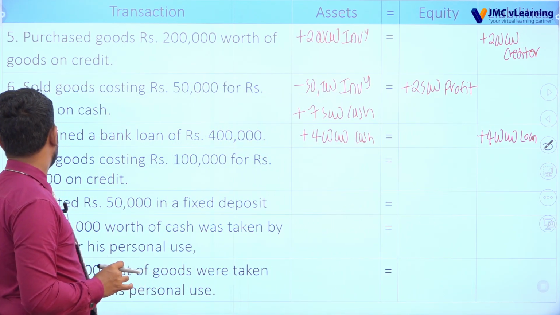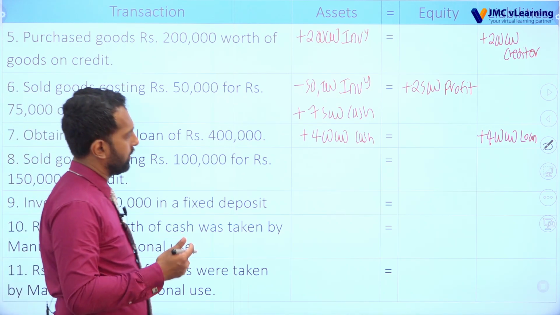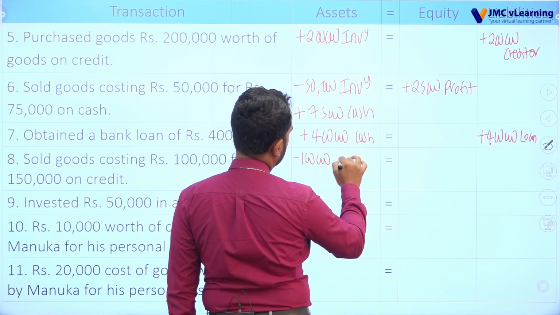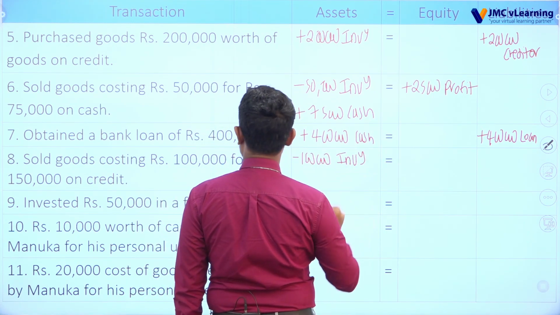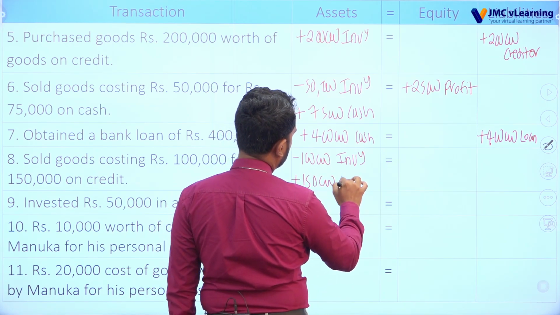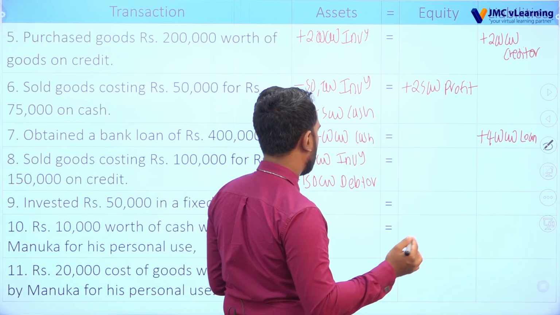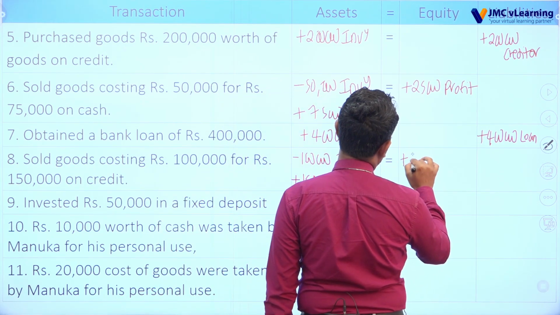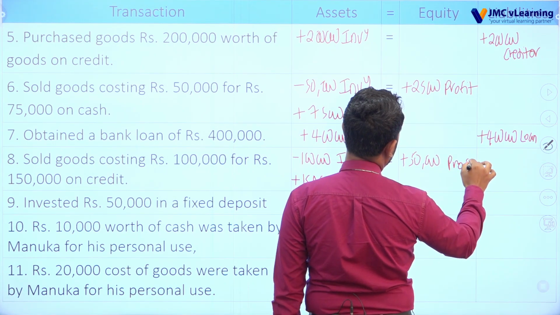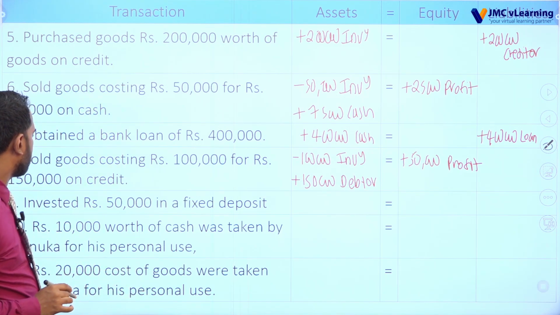Number 8. Sold goods costing 100,000 for 150,000 on credit. When you are selling the items, the inventory will come down by the cost. And you are selling it on credit, therefore a debtor will increase. By selling 100,000 worth of items at 150,000, you are earning a profit of 50,000.